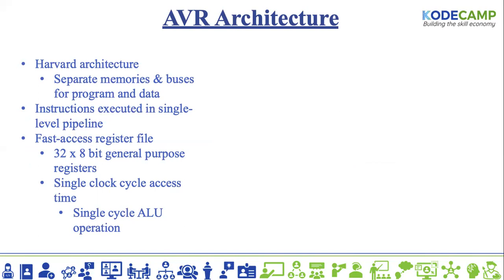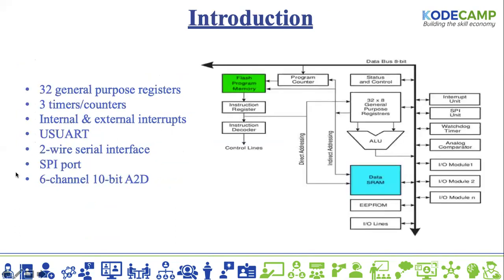Now, instruction execution is in a single level pipeline, which has to do with the ports. It also has fast access register files, which are 32 by 8-bit general purpose registers. This very one I'm talking about in here.